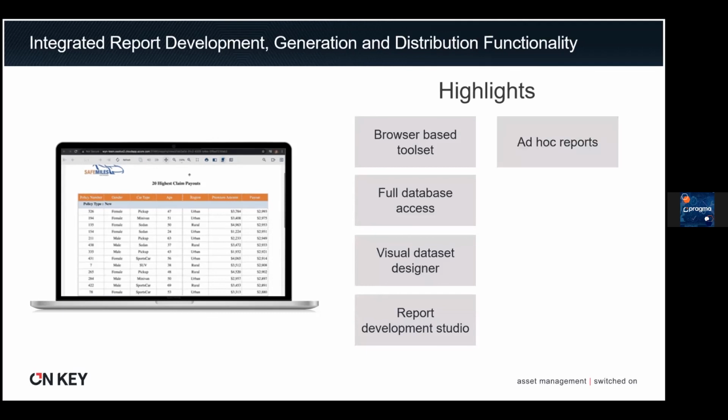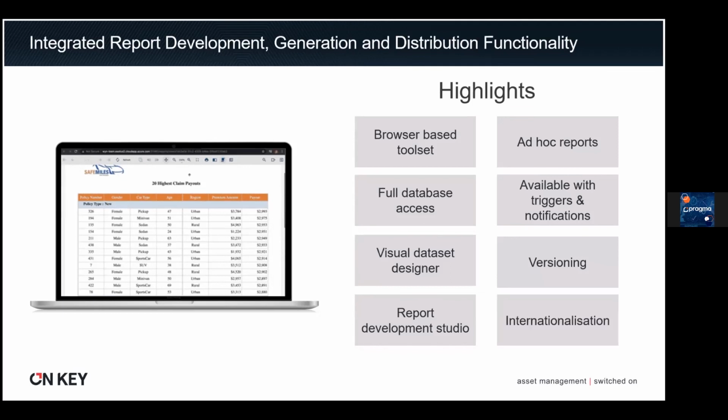The reporting is currently available as ad hoc reports. It's also linked to the triggers and notifications that Johan mentioned earlier. So reports can be sent out through the Anki notification mechanism based on the trigger of any of the record changes. Report versioning was in the past a problem, so you can now, in this new reporting tool, actually keep track of previous versions of the reports if you need to revert back. And, as one would expect, it provides for full internationalization.